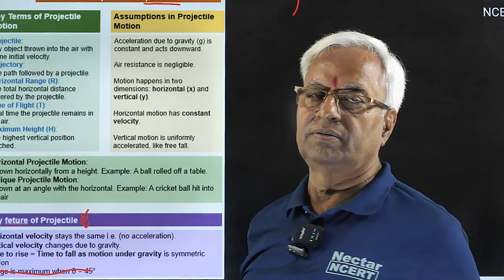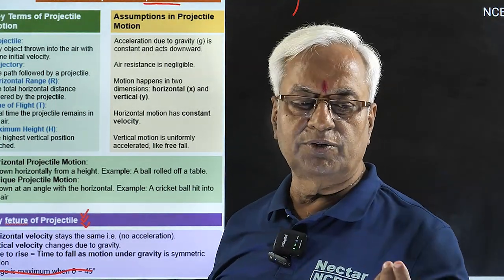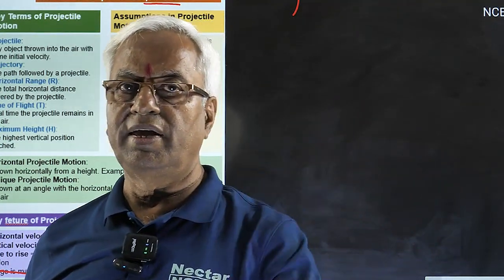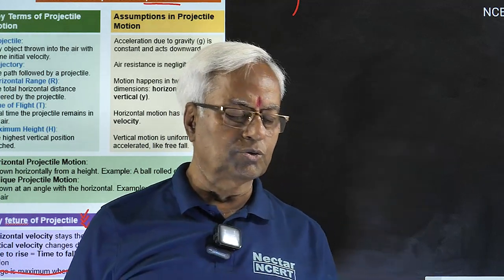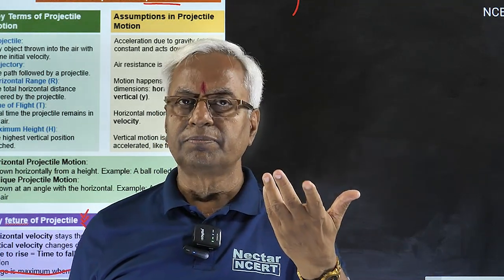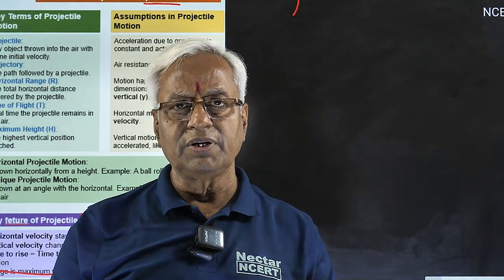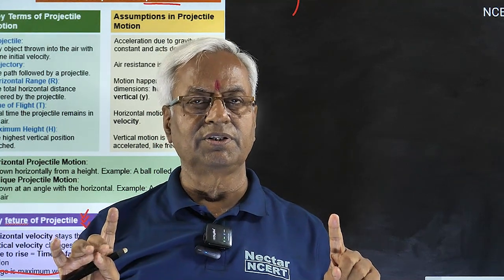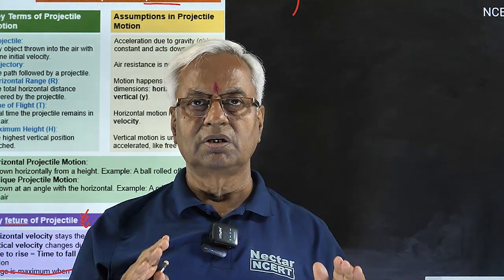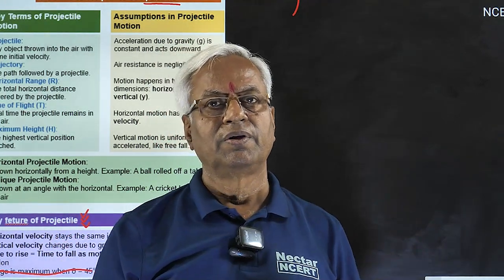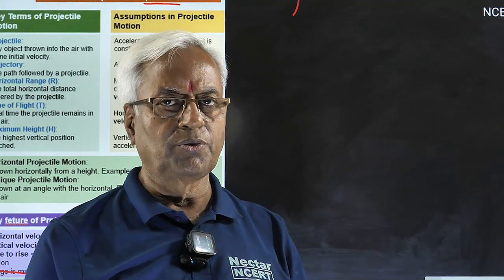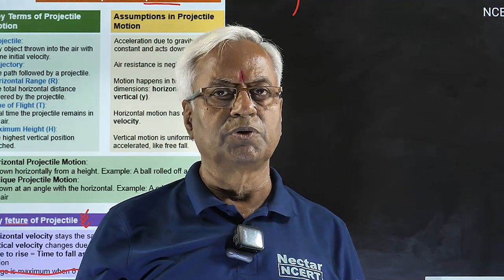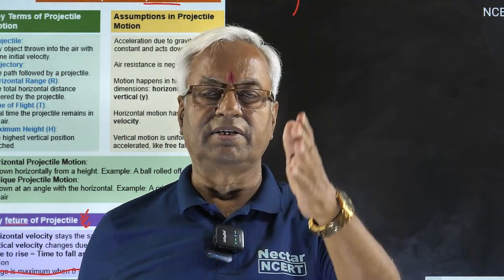What is a projectile? A projectile is anything that you throw into the air. It means you throw it from your hand, and it becomes the projectile. If there is no force other than gravity, this is called motion under gravity. When you throw it vertically upward, it becomes motion under gravity along a straight line.